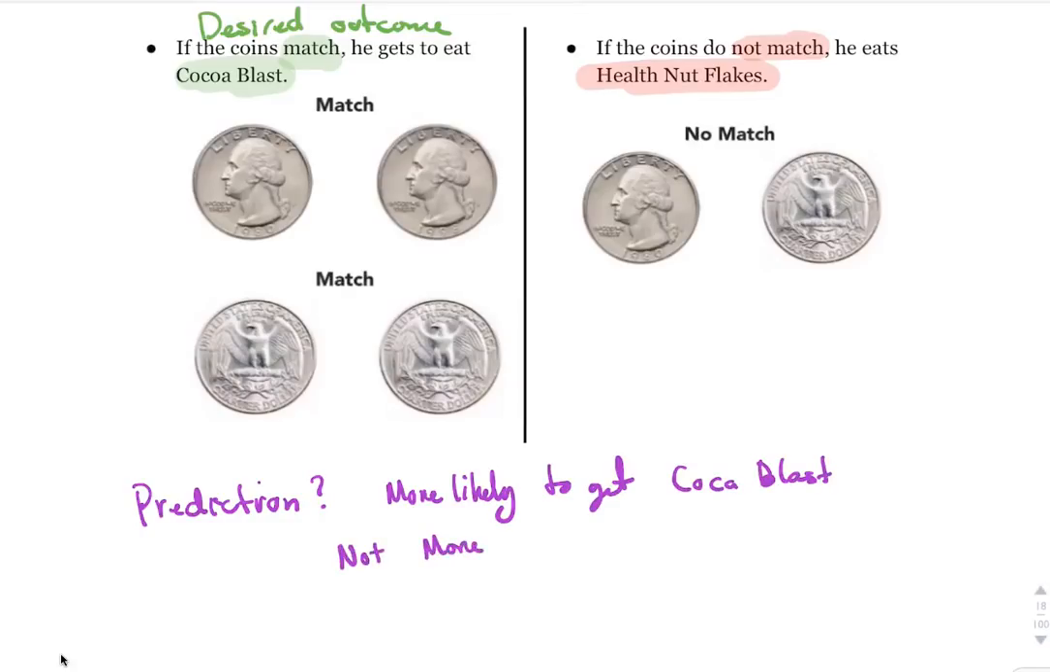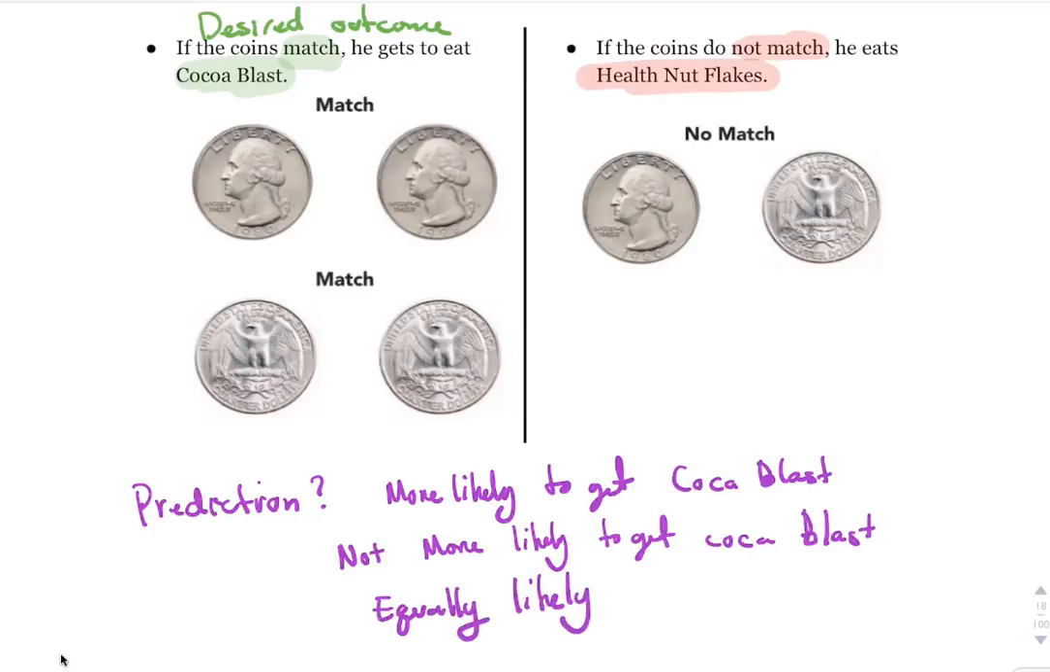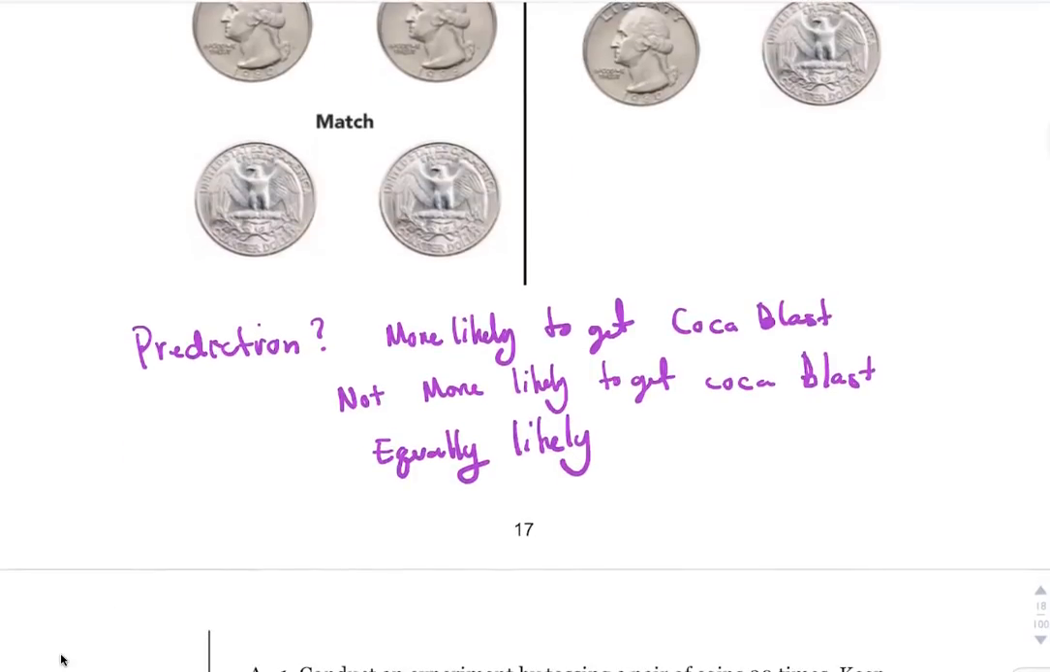Not more likely to get Cocoa Blast. Or do you think it's going to be equally likely? That means they have an equal chance of happening. What do you think? Make a prediction. Do you think it's more likely, not more likely, or equally likely? Choose one. Option 1, option 2, or option 3, and then write it down.